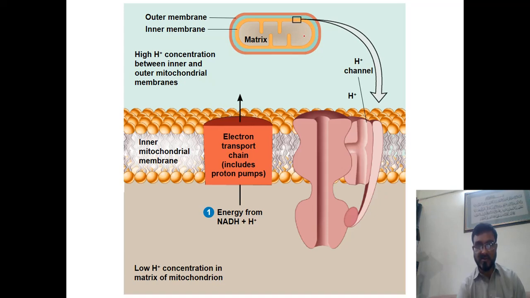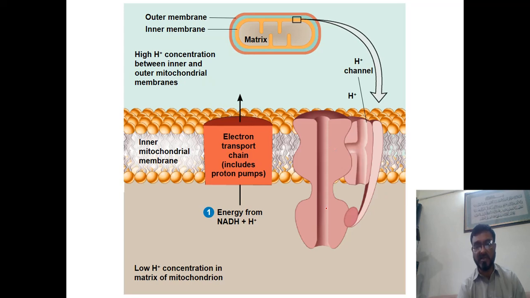So there is a lower concentration of protons in this region, right? And outside there is a higher concentration of protons. That creates a gradient, and this gradient is the driving force for the movement of the protons. That movement of protons drives the ATP synthase. This is ATP synthase. What is the function of this ATP synthase? It produces ATP from NADH and FADH2.